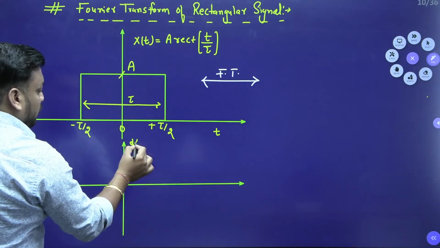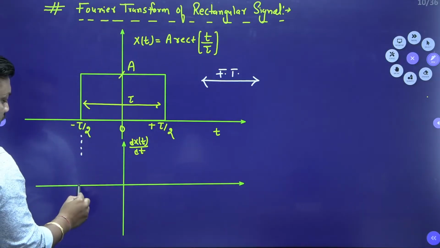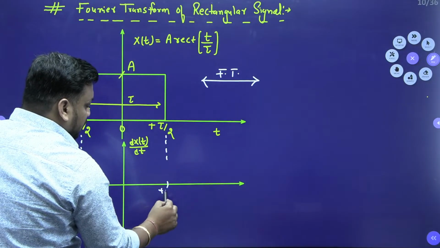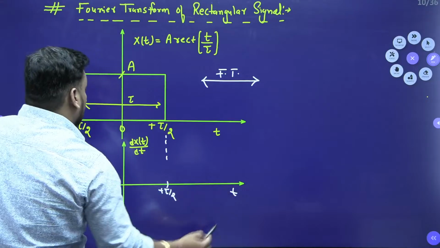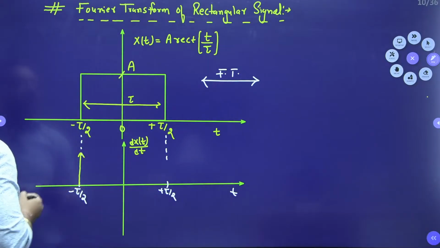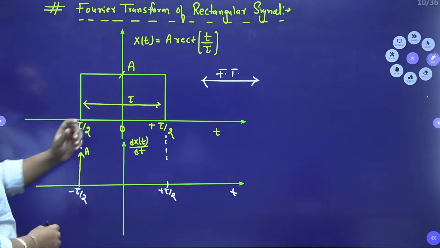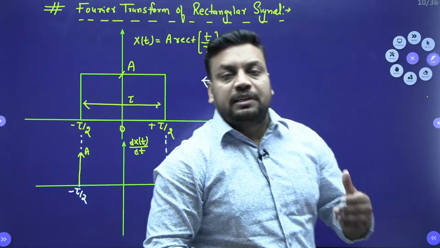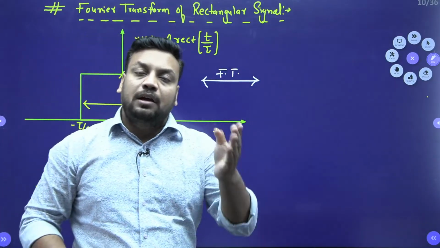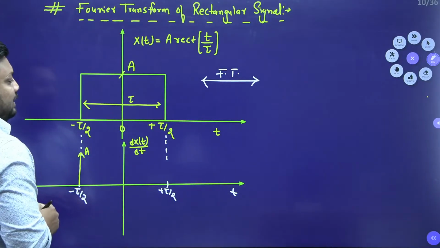So if I am looking for dx(t)/dt here, then tell me guys, exactly at minus tau by 2 location what will happen? At plus tau by 2 location, again what will happen with respect to t? Here you will say that sir, amplitude is plus A, so you will have a plus A impulse at the location of minus tau by 2. It means while differentiating, the magnitude of the step will become the weight of the impulse, because it is a positive A. So that is why a plus A rising edge has come.